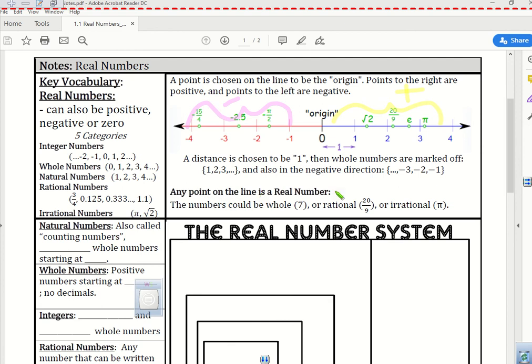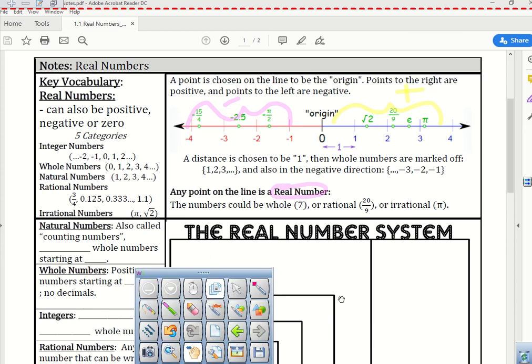Any point on the line is a real number. So anything found on a number line is considered a real number. That's important. The numbers could be whole, like 7, rational, like 20 over 9, that's a fraction, or irrational, like the number pi.